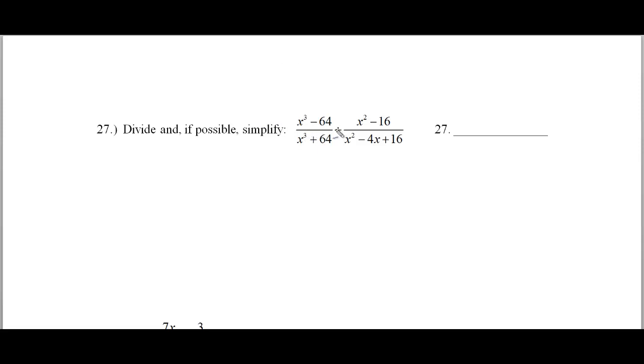You're going to first of all skip, flip, and multiply this second fraction here. So you can rewrite it as x cubed minus 64 over x cubed plus 64 times, and in the numerator is x squared minus 4x plus 16, and you're going to have x squared minus 16 in the denominator. So again, when you're dividing fractions, you skip the first fraction, flip the second fraction, and then multiply.